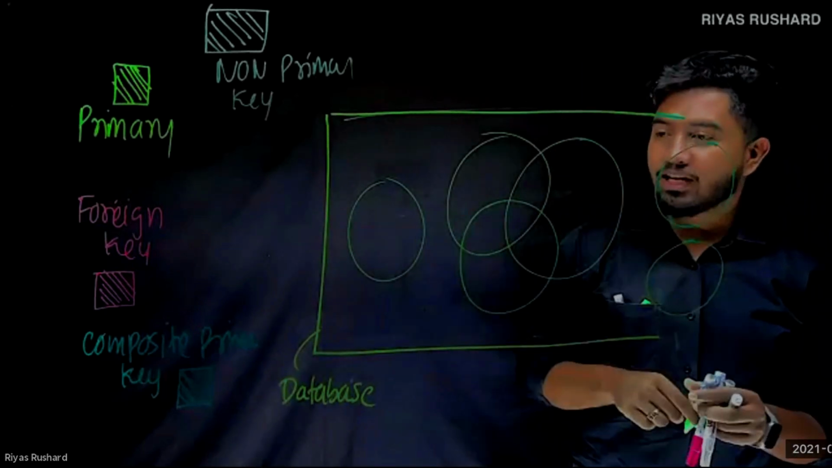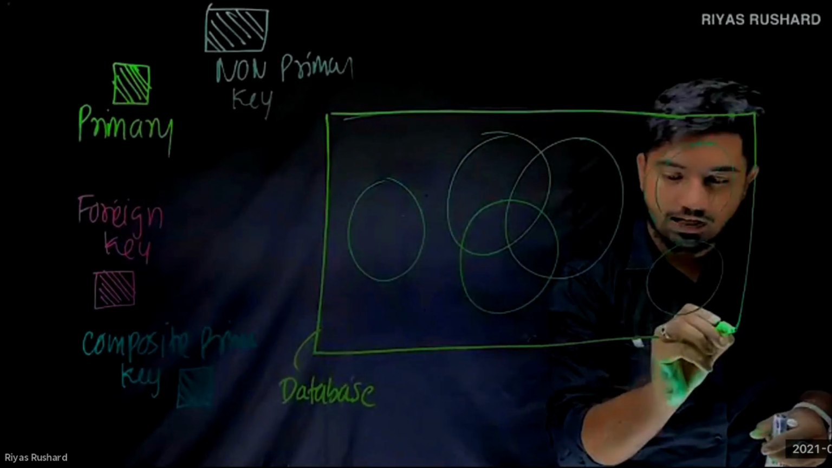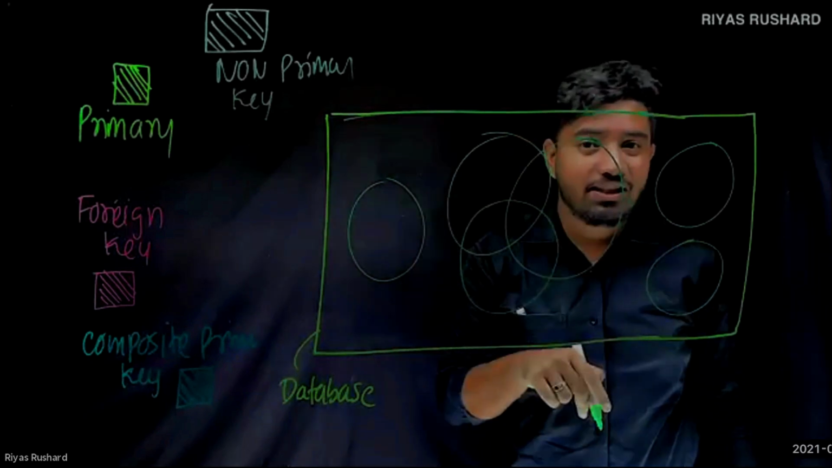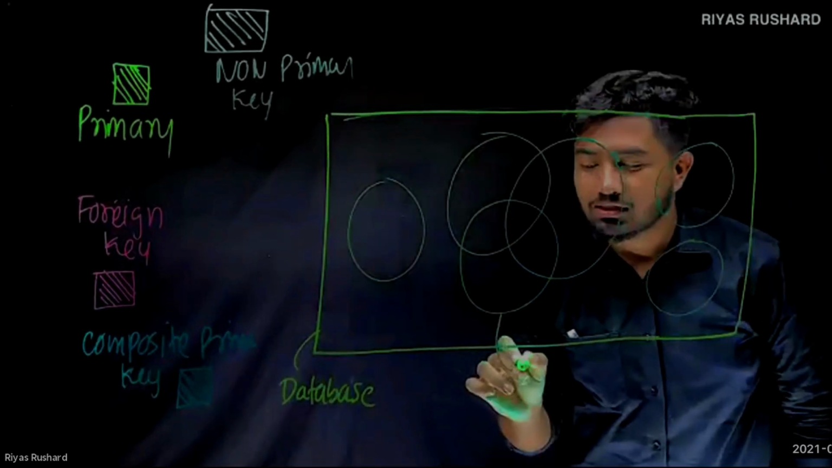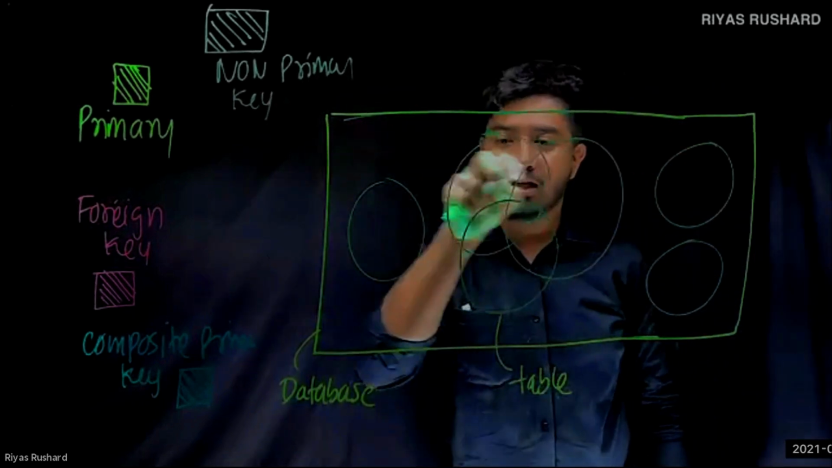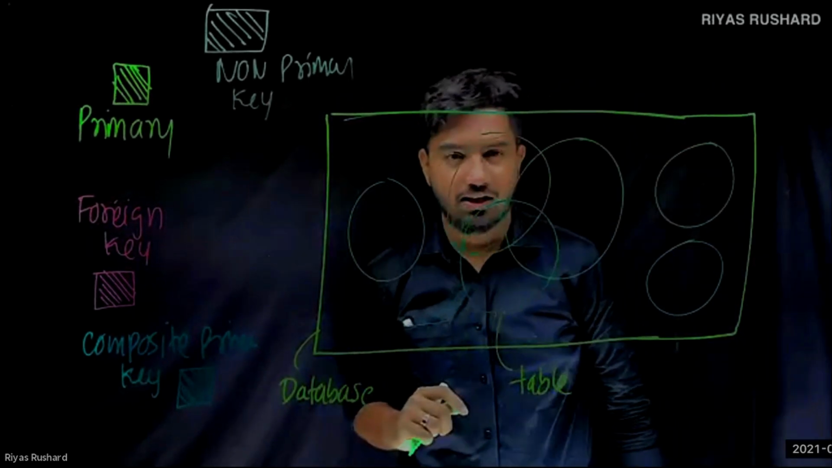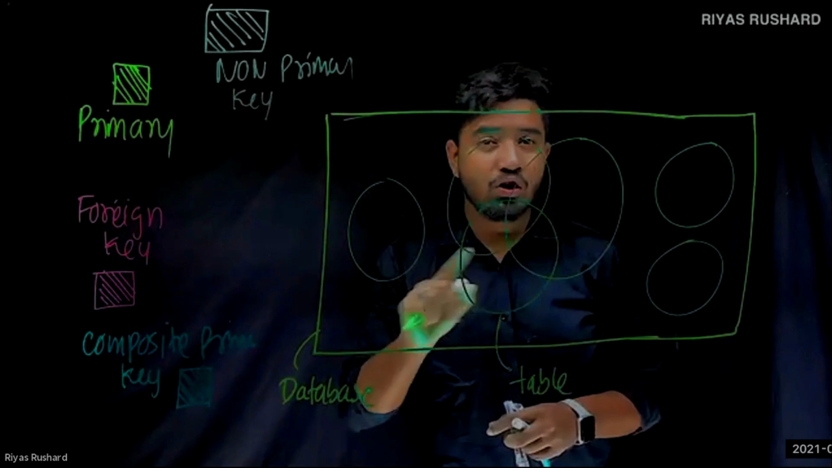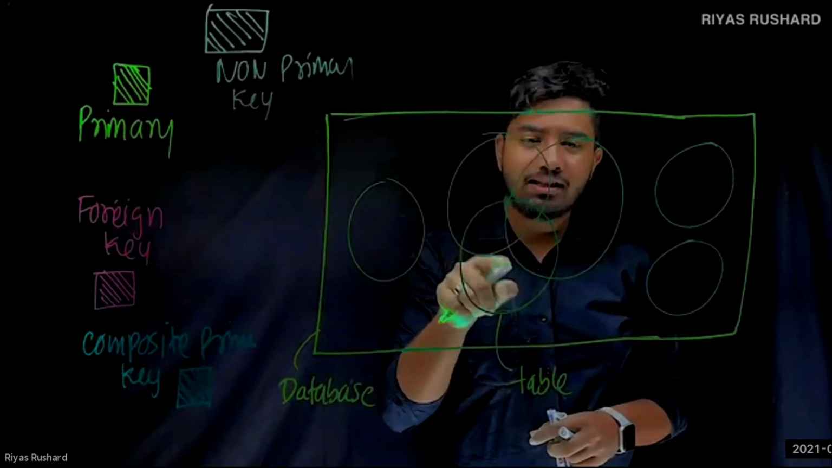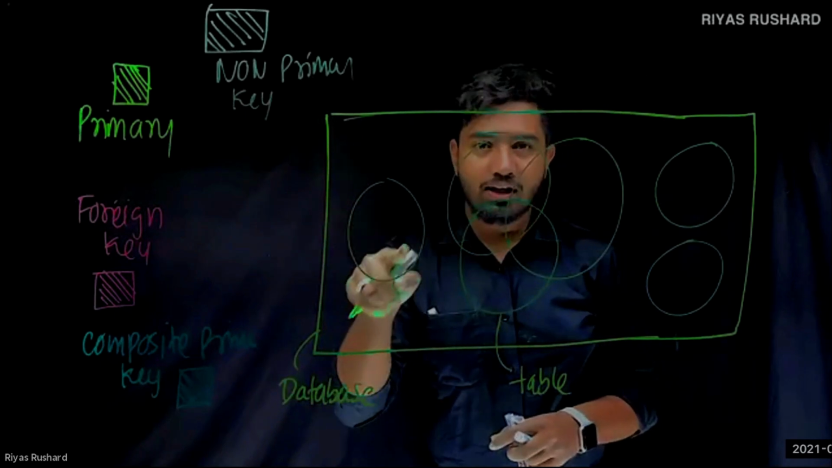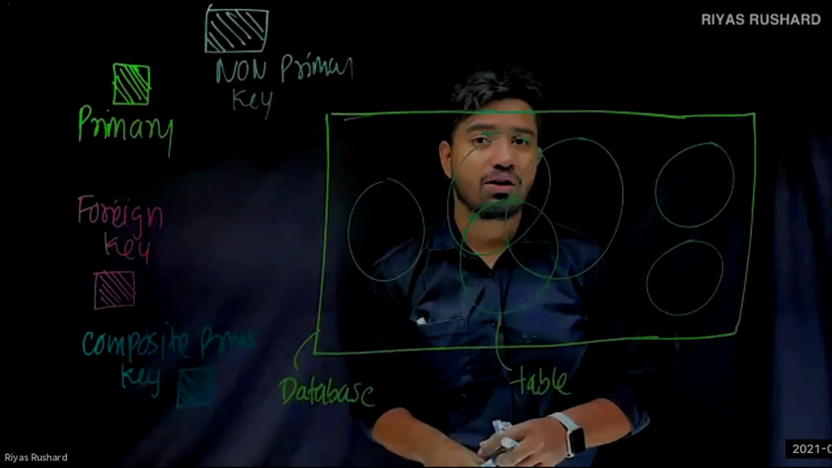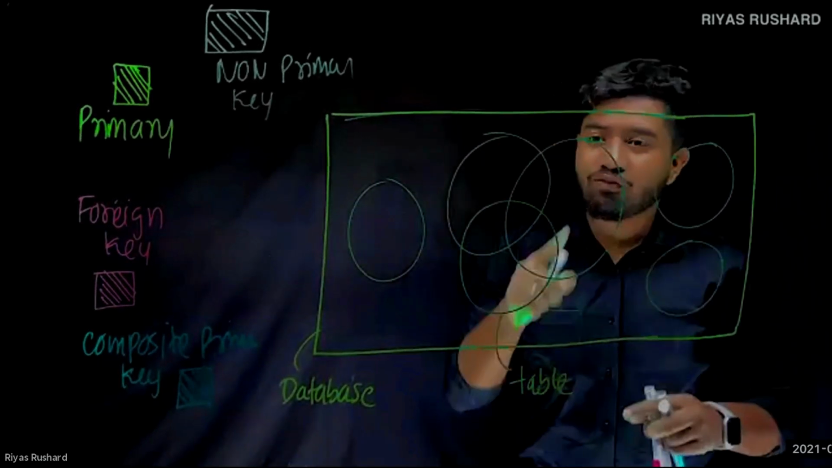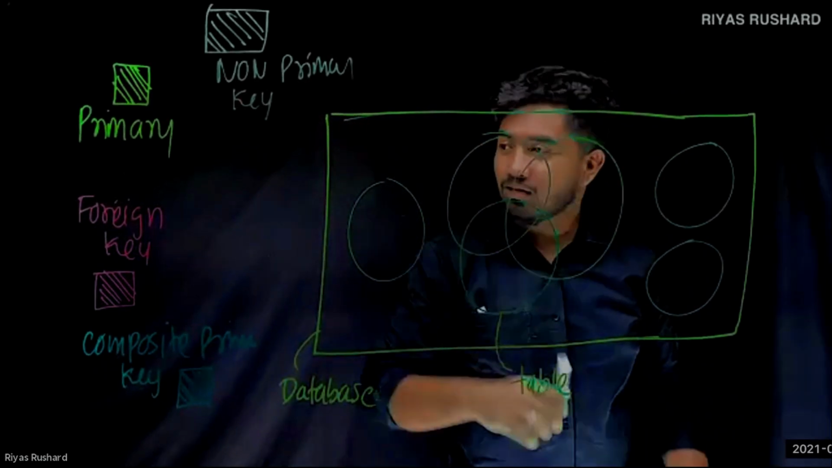If I take this as the entire database, the circles are the three tables of the database. Now there are three tables. Inside each table you have a space, and that space is the columns. Inside the table you will have columns. These empty circles are what? Columns.